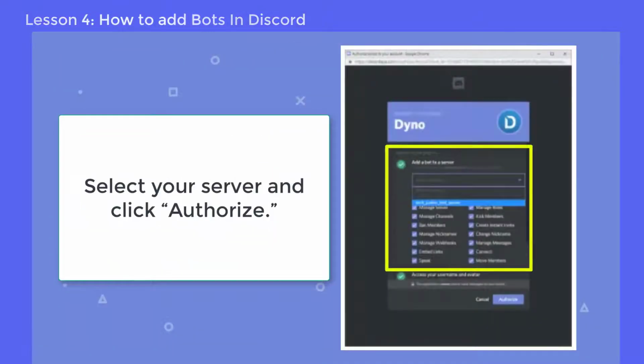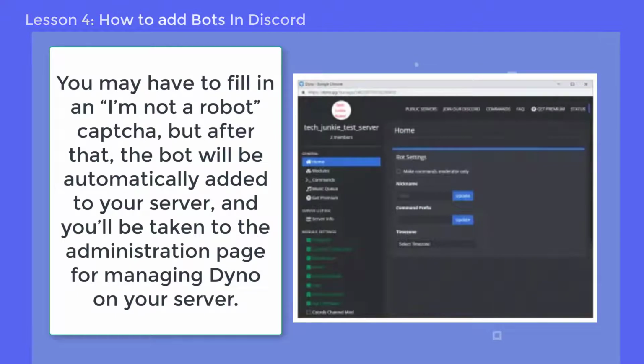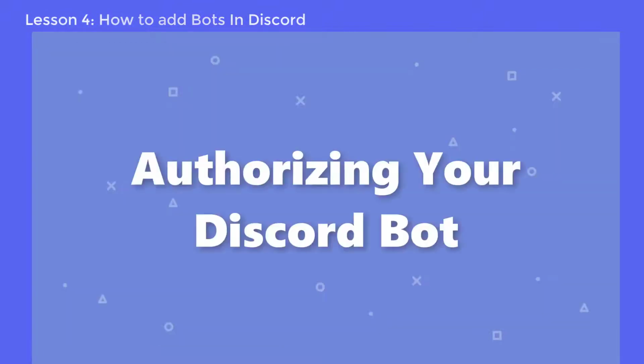Select your server and click Authorize. You may have to fill in an "I'm not a robot" CAPTCHA, but after that, the bot will automatically add it to your server, and you'll be taken to the administration page for managing Dino on your server.